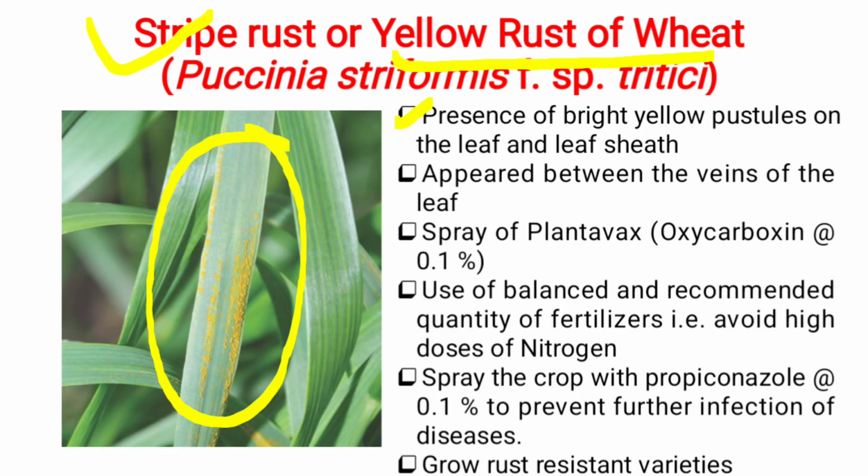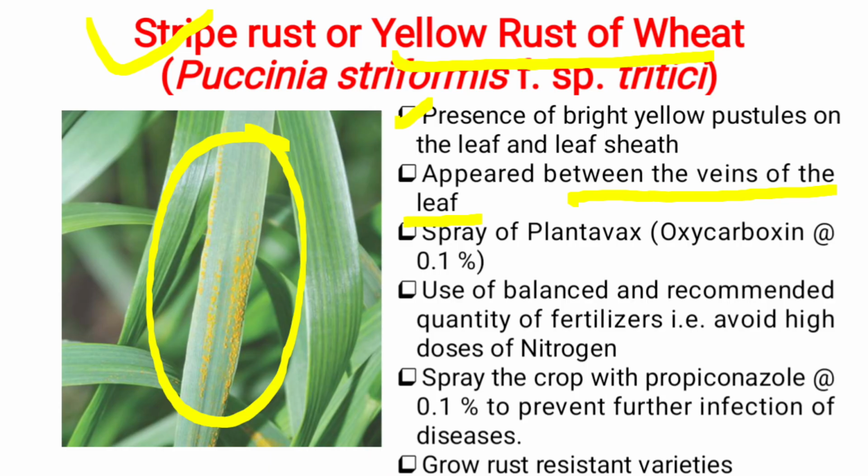Right, now if we go through its symptoms, there is the presence of bright yellow pustules on the leaf as well as the leaf sheath. Second, these symptoms generally appear between the leaf veins. That's why the disease is known as stripe rust of wheat.